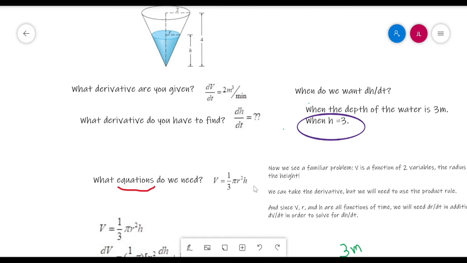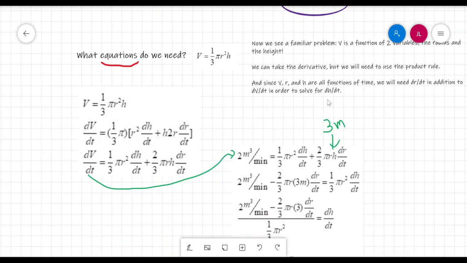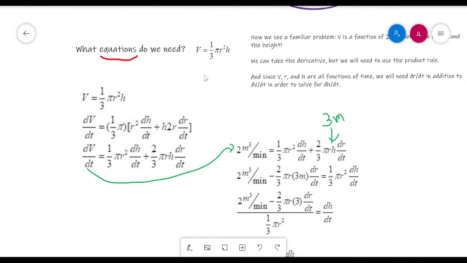We can take the derivative, even though it's a function of 2 variables, because we are taking the derivative with respect to time. We're using our implicit differentiation techniques. But we're going to have to deal with the product rule here, because we have r squared times h. These are both functions, and we have to take the derivative using the product rule. So we're going to go forward and take the derivative, and we're going to think about how we might deal with the fact that we're going to have a dr/dt in the mix also. And we don't know what dr/dt is.